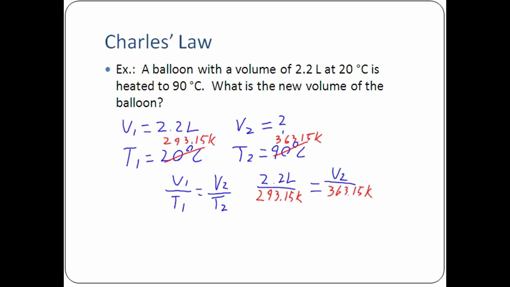And so solve for V2. And so we say 2.2 times 363.15 divided by 293.15. And so I get 2.72 for V2.